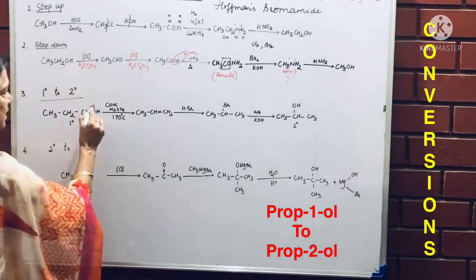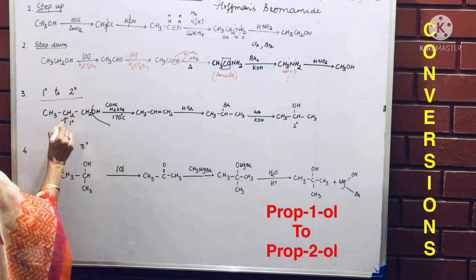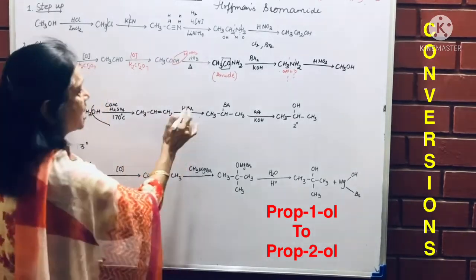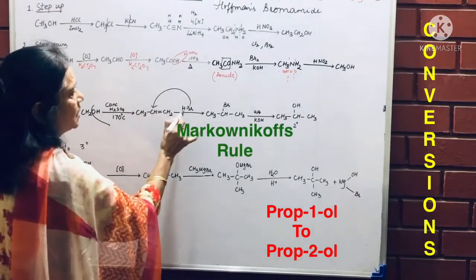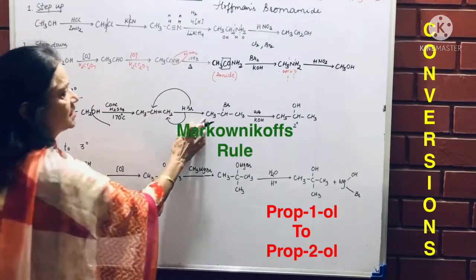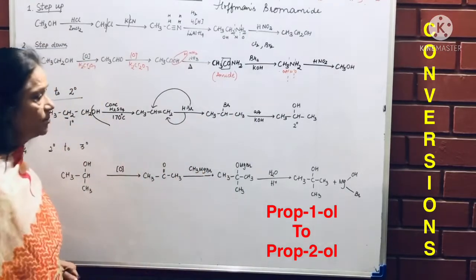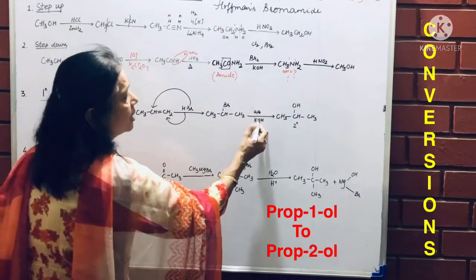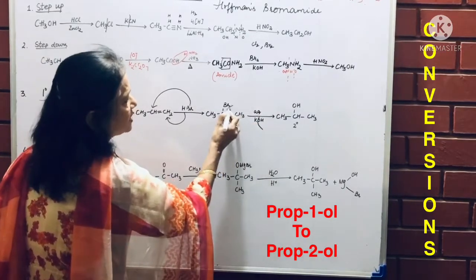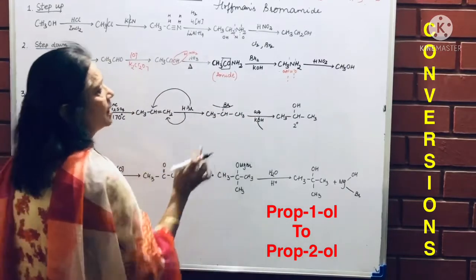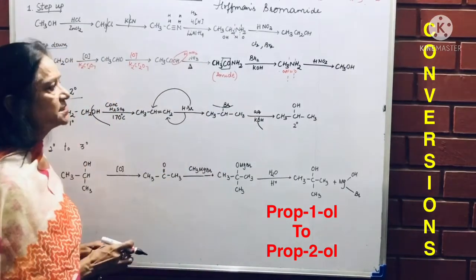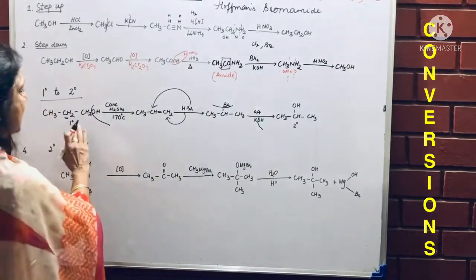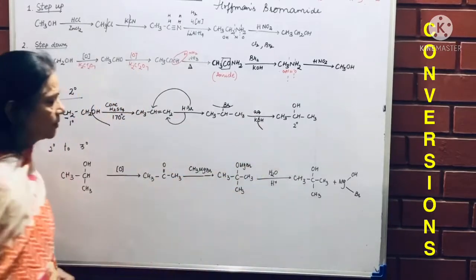It changes into an alkene because I have removed OH from here and hydrogen from here. Alkene is formed. Alkene on reaction with HBr will follow Markovnikov's rule. So Br will come here, H will come here. So CH3CHBrCH3 will be formed. Now if I react with KOH, aqueous KOH, be careful. If I am using aqueous KOH, OH will come here and Br will be replaced as KBr. So now I have got a secondary alcohol. So primary alcohol to secondary alcohol.